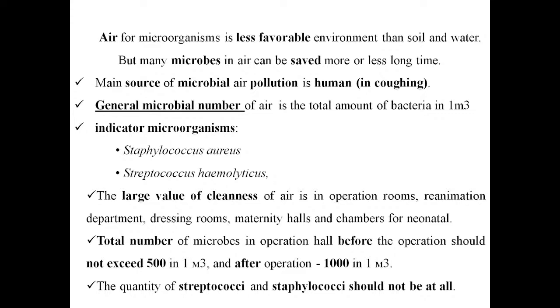The total number of microbes in an operation hall before the operation should not exceed 500 in 1 cubic meter, and after the operation shouldn't exceed 1000 in 1 cubic meter. Here we are talking about the general microbial number. It is a total number, so the total number of all microorganisms. It can be non-pathogenic bacteria too. So the total number should be no more than 500 before operation and no more than 1000 after operation.